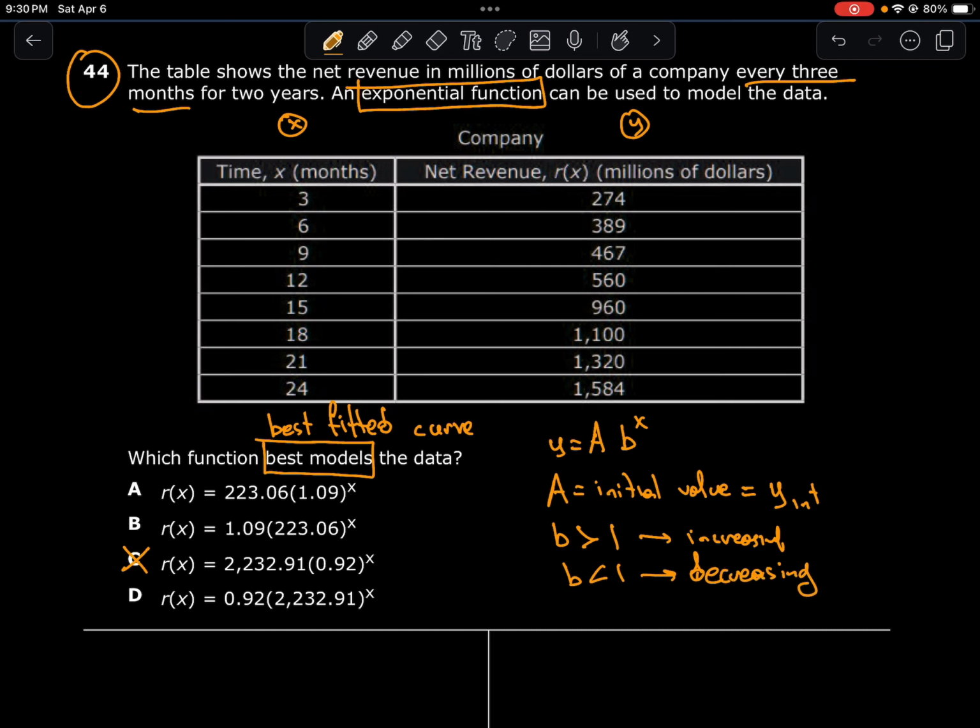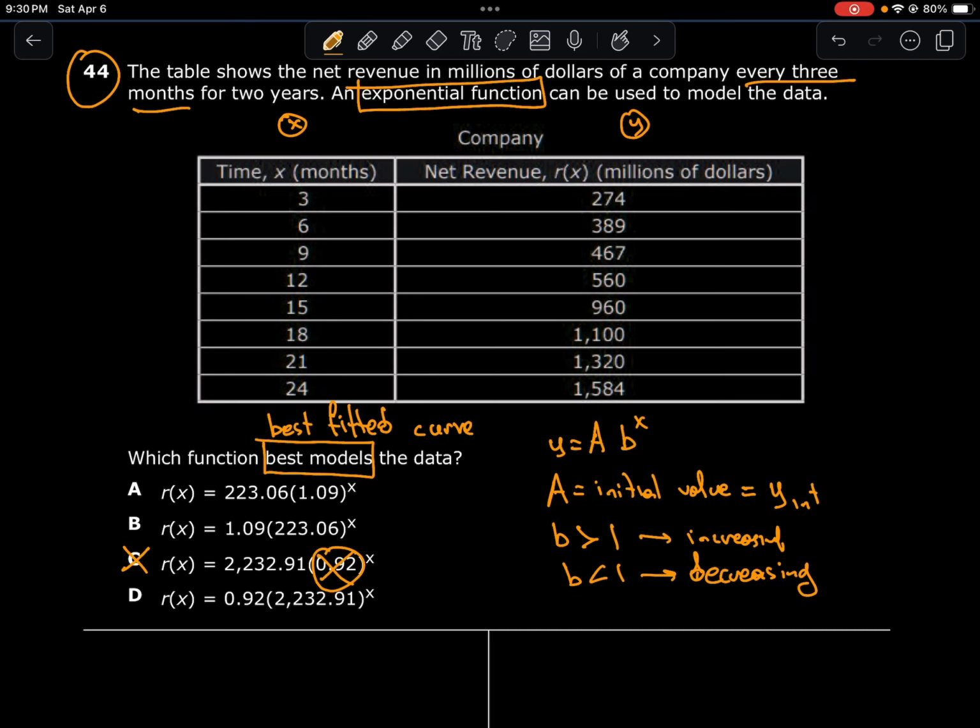And here I see that it's increasing. That means I expect that b is going to be greater than 1. This one has less than 1, so it's not going to be it. It's going to be between a, b, c.